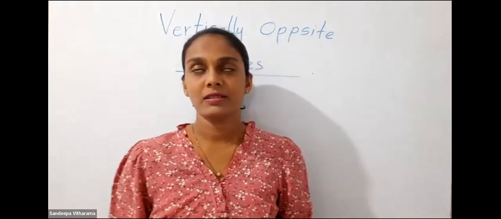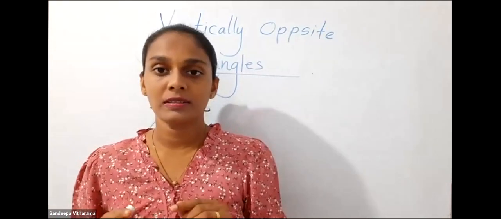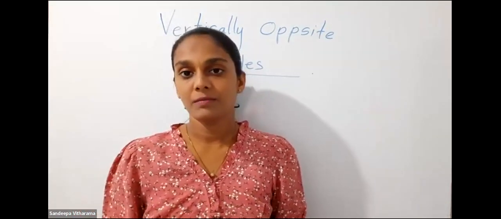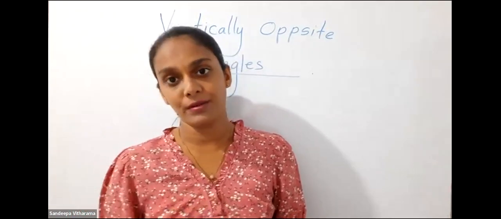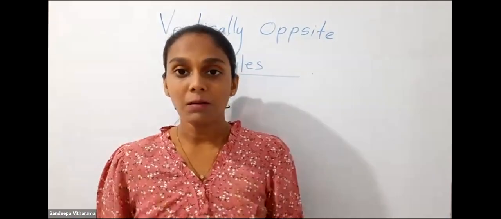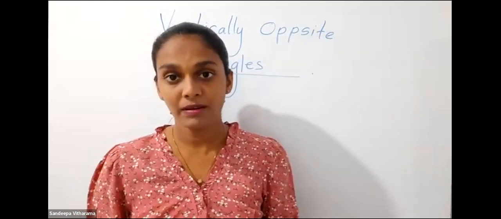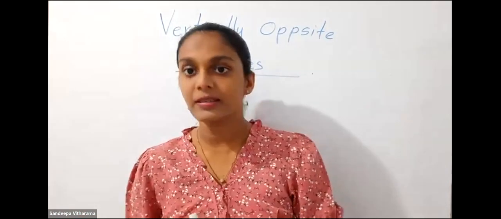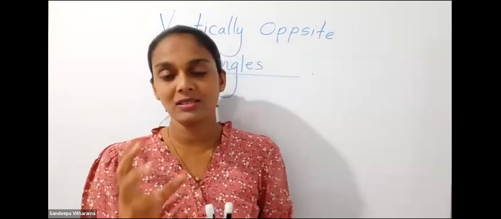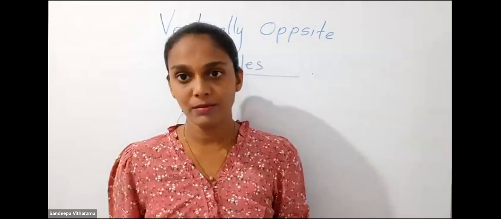Okay. Next, we learned about the relationship among the angles around a point. What is it? The sum of the angles around a point equals 360. Okay, actually that is the short note. You have to remember this.